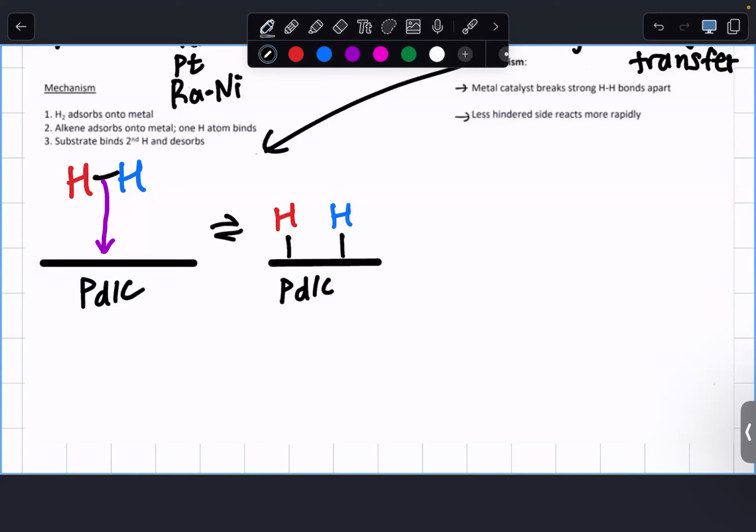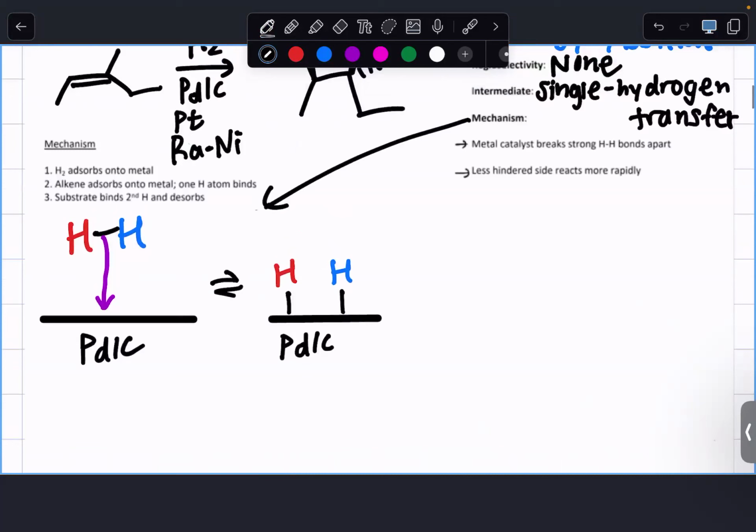Okay. And now this is where we bring in our alkene, where our alkene is going to be this reactant that we started with in the beginning. Right? One of the H's is going to attack the alkene. When that happens, at the same time, that double bond there is going to attack that metal and attach to that metal right there.